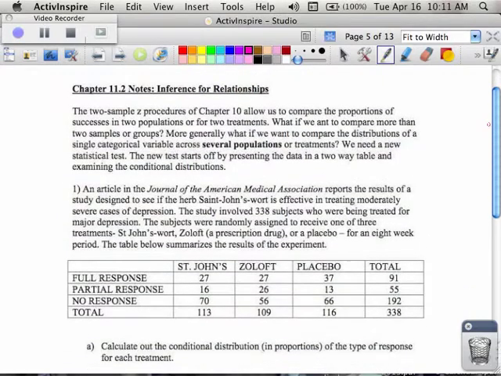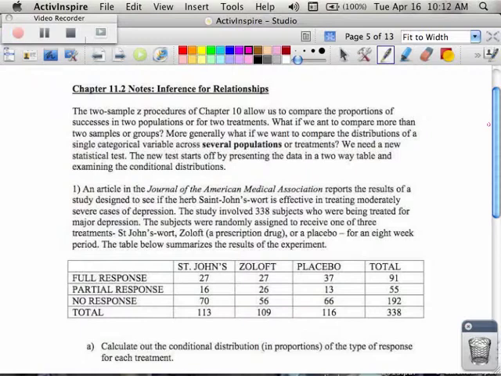So this is 11.2. The two-sample Z procedures that we use in Chapter 10 compare proportions of successes in two populations or two treatments. What if we want to compare more than two samples, or two groups? More generally, what if we want to compare distributions of a single categorical variable across several populations? We need a new kind of statistical test.